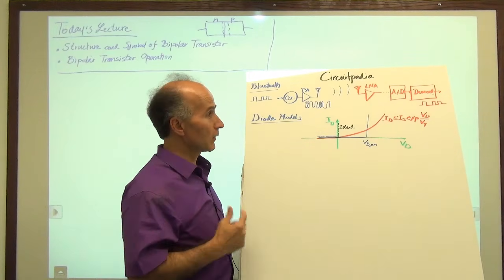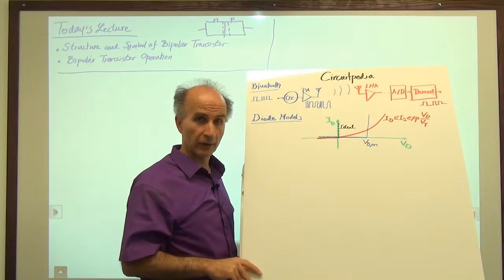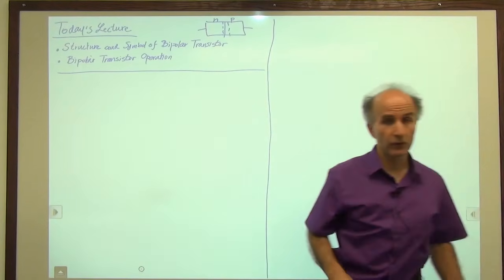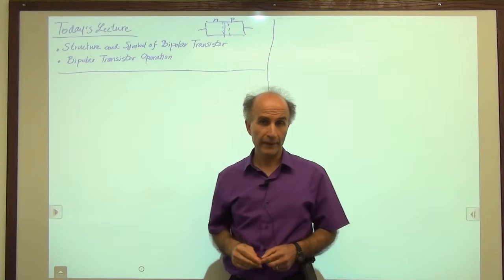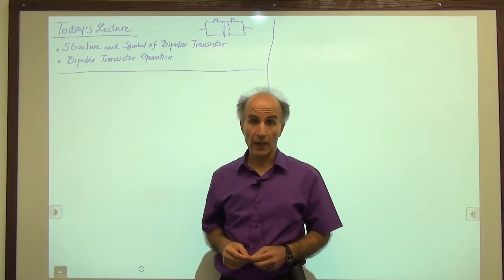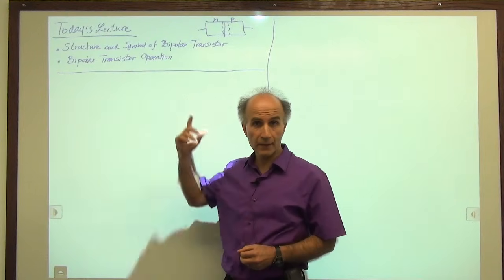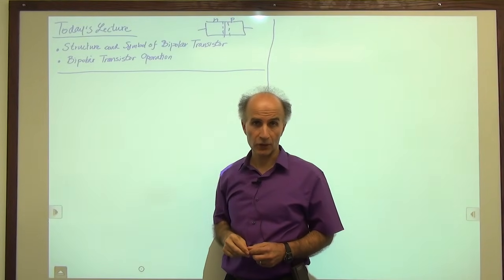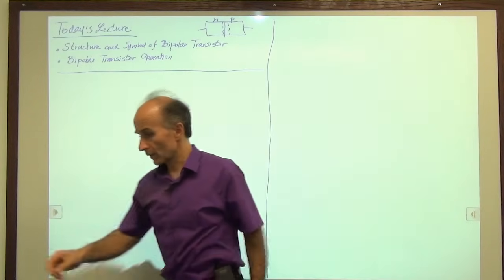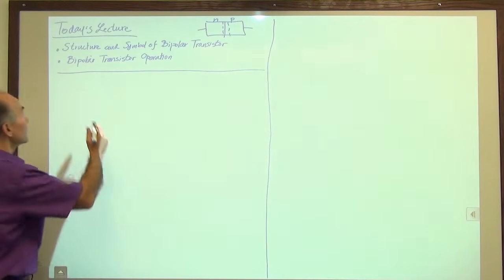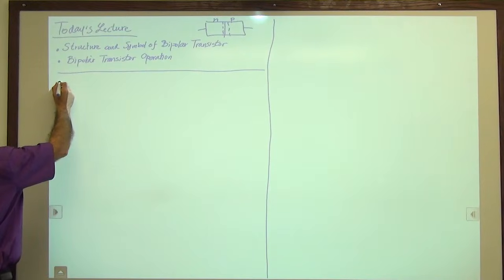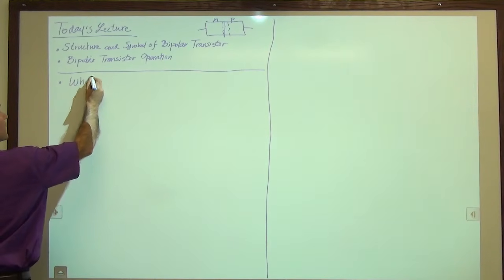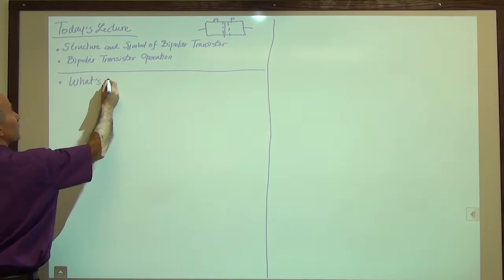So the question is, how do we build an amplifier? All right, well, I can actually show you something very simple that allows you to build an amplifier, and then we can take it from there and see how a transistor, a bipolar transistor, comes into the picture. All right, so let's do this. So let's first define what we mean by an amplifier. So what is an amplifier?